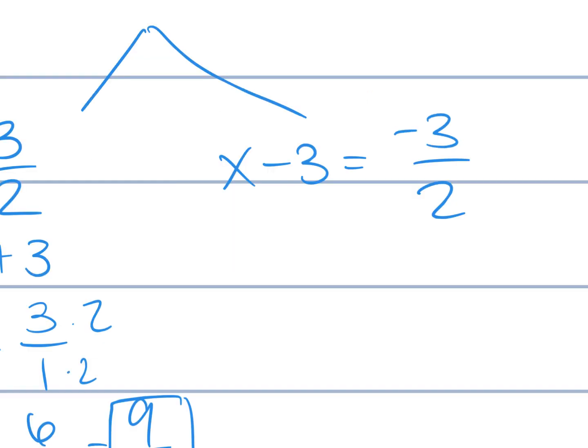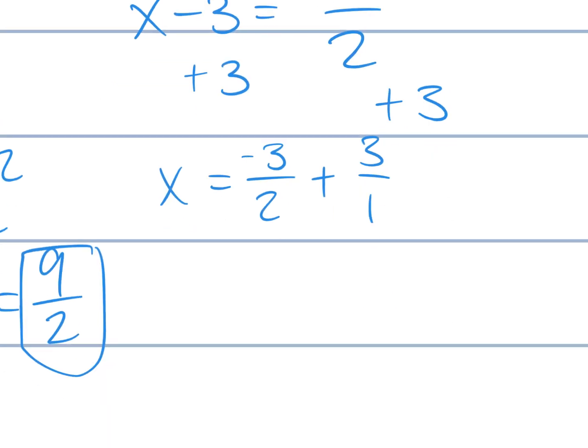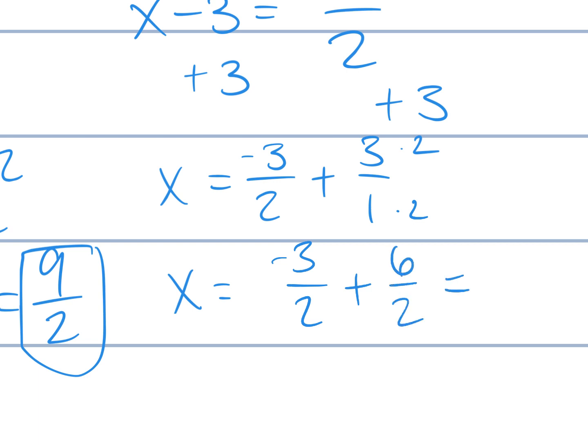So you add 3 and then it becomes negative 3 over 2 plus 3 over 1. X equals negative 3 over 2 plus 3 over 1. Okay, good. Then you multiply the 3 over 1 by 2. And then it becomes negative 3 over 2 plus 6 over 2. And then you add them and you get x equals 3 over 2.